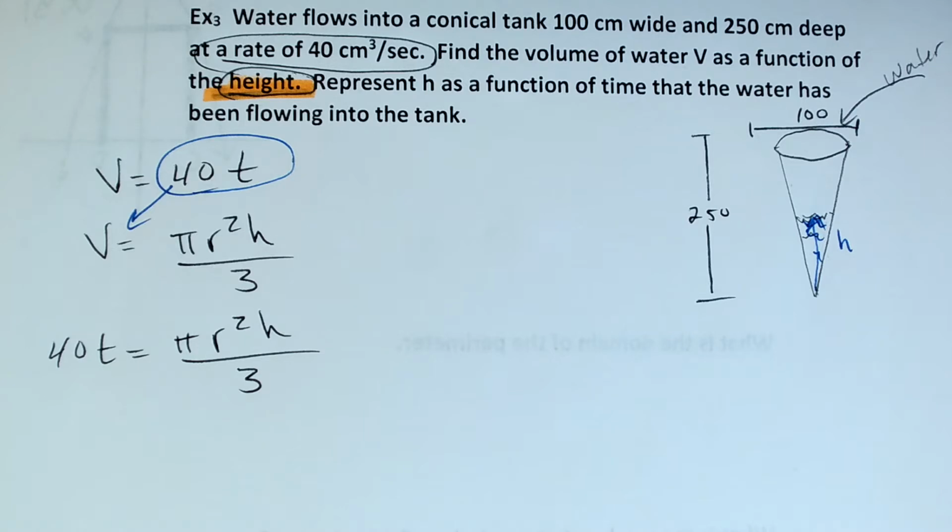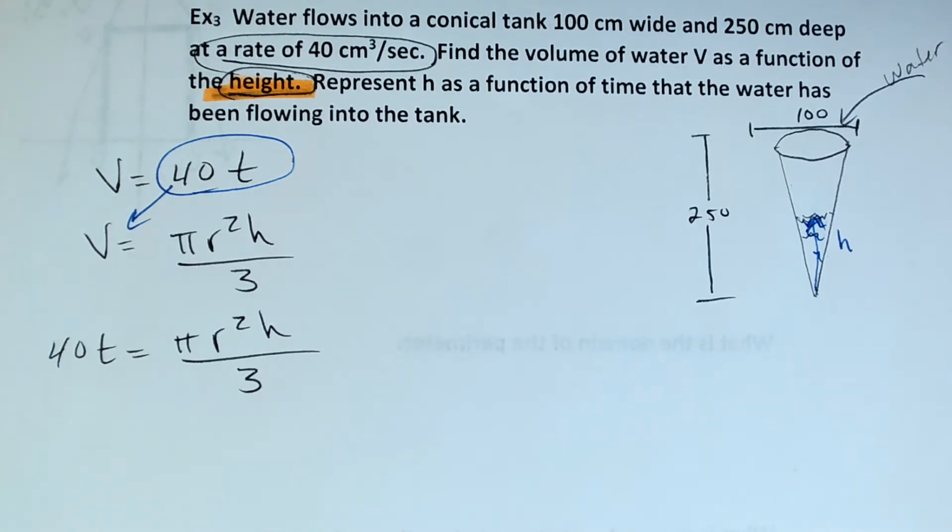And I do know this: as the height increases, so does the radius, correct? As the height's going up, so is the radius, okay? But what I want to do then is somehow kick the radius out, because I want this in terms of height. So I've got to get rid of the radius and have everything in terms of h. How do I do that? Well, we're going to go back to geometry, okay?